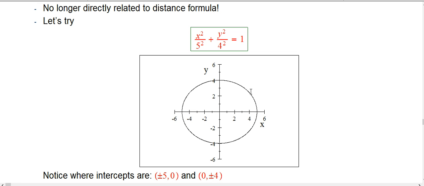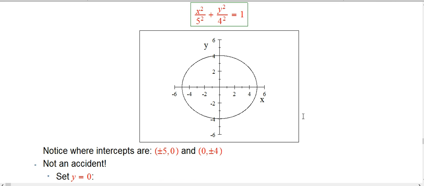And I want to point out the easiest thing to do to sketch this by hand is what we can notice is that the intercepts here are no more or less than plus or minus 5 for the x-intercepts and plus or minus 4 for the y-intercepts. Hey, I don't think that's a coincidence that that number is 5 under the x and that number is 4 under the y. And in fact, we can show exactly why that's true.